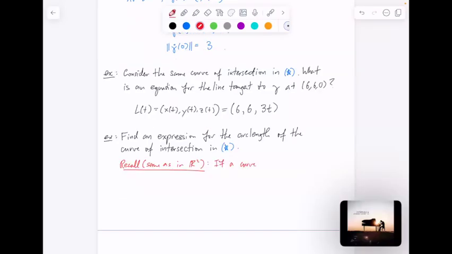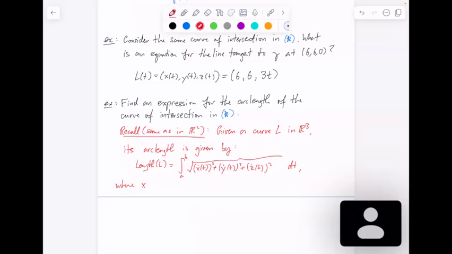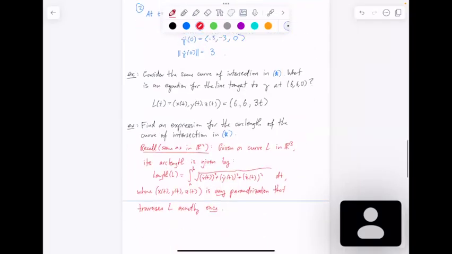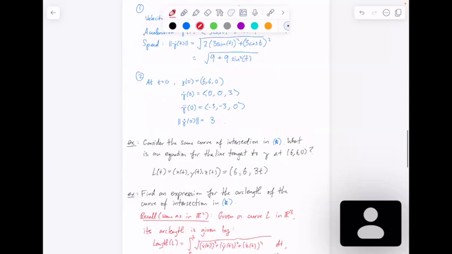Given a curve L in R3, its arc length, or just length, is given by the following: the length of L is equal to the integral of its speed, where (x(t), y(t), z(t)) is any parameterization that traverses L exactly once. Here I'm asking for the arc length of the curve of intersection in star.